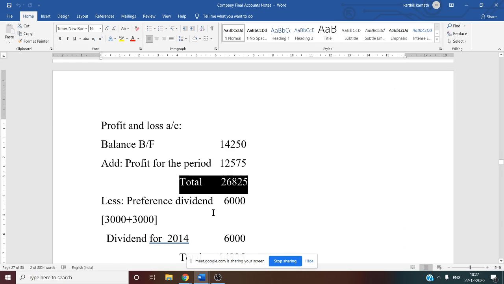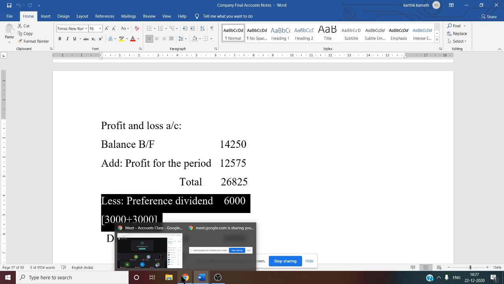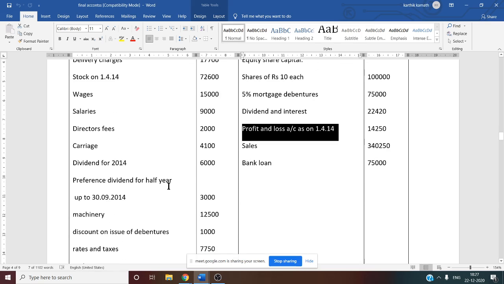From this, you have to deduct dividend. Why do we have to deduct dividend? Because it is paid out of profit. Even though it is not mentioned in the problem, we have to assume that it is paid out of profit. There are two types of dividend we have to see: one is present year dividend, one is previous year dividend. So there are two types of dividend given in the problem. Present year dividend information we first have to write.